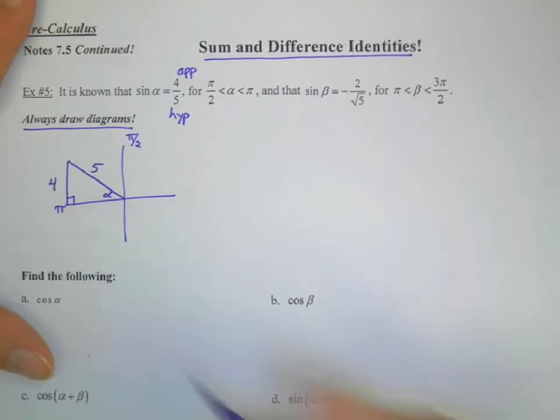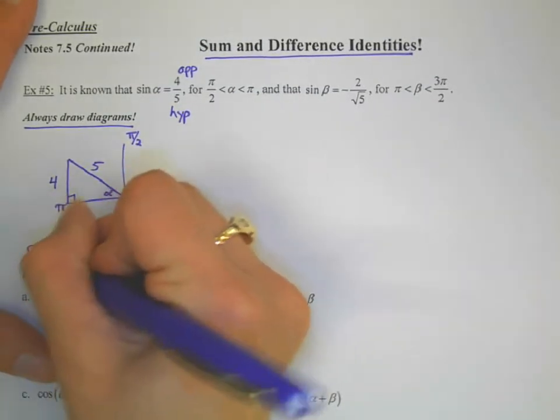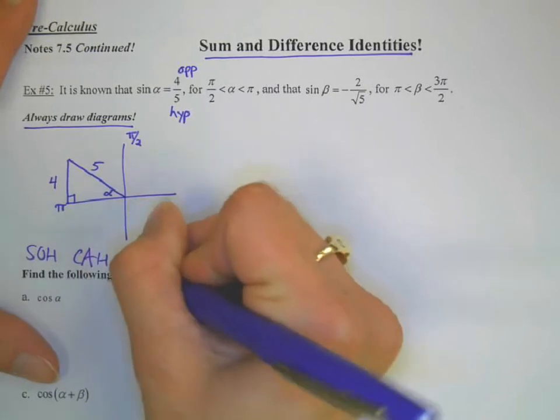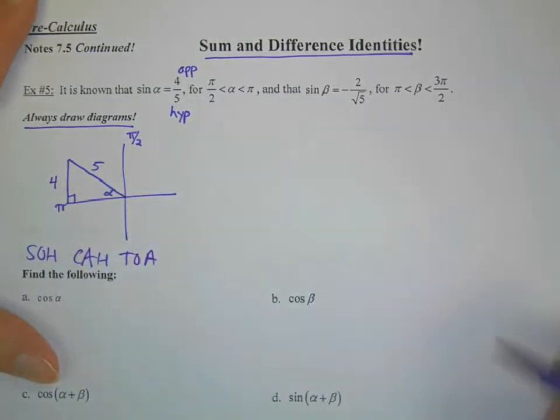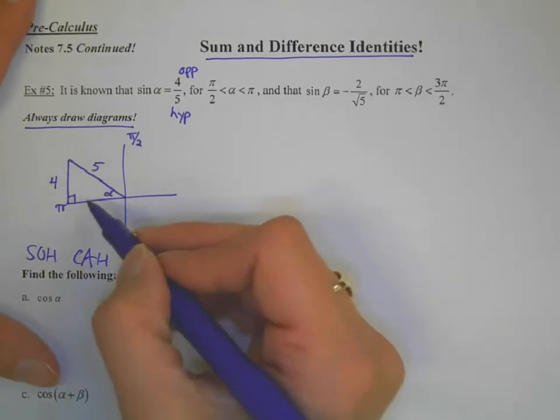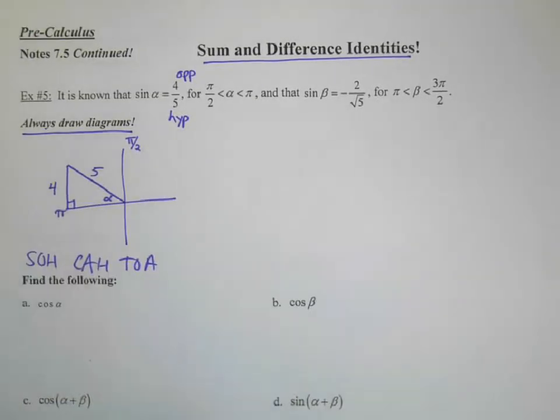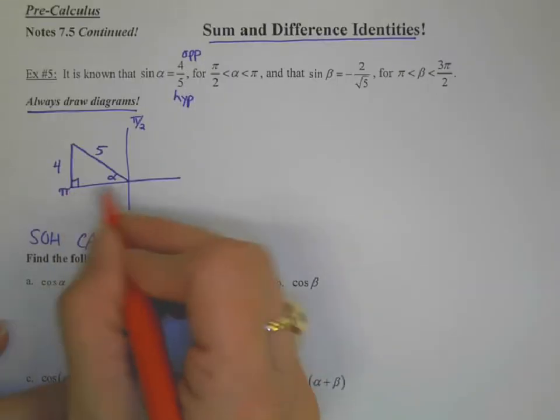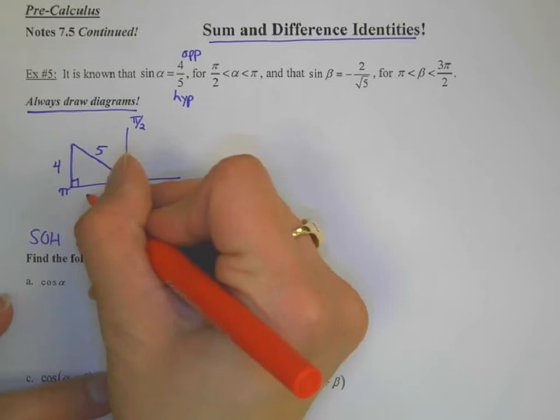And now to figure out the other side, what you're going to have to do is a little SOHCAHTOA action. So let's go ahead and do this. Or maybe you guys might know that this is a 3, 4, 5 triangle. So let me just get out my red pen. And I'm going to label this leg right here with the number.